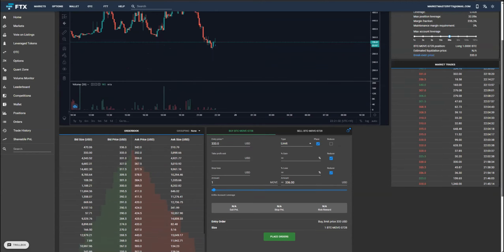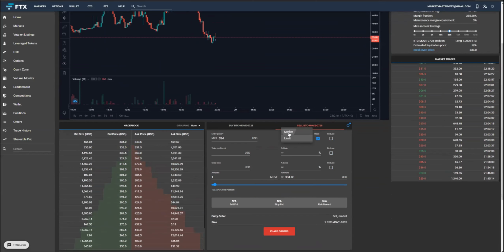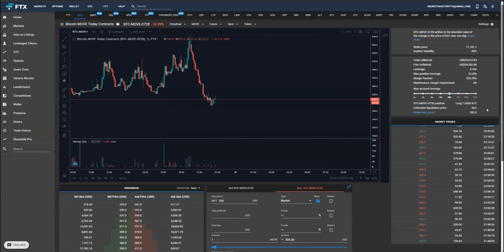All right, any questions about how to enter the trade? And then we can sell it at any time we want to by just putting the entry price in. You can do it through a limit, or you can market sell to exit, right? Or if you want to get out really, really fast, you can just bang this button down here, which says market close, and that will instantly close the trade and you'll take whatever profit or loss.